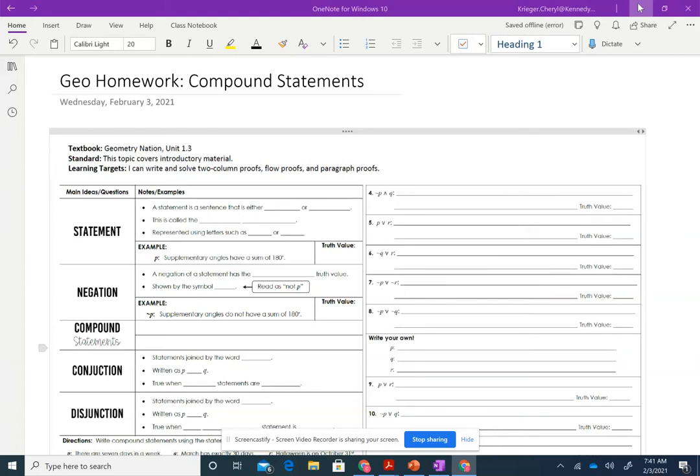Hey everyone, we are doing the second part of our proofs unit, and we're starting compound statements. This is something that is briefly covered and something that you need to know, and you won't see it again until Algebra 2 and in statistics.